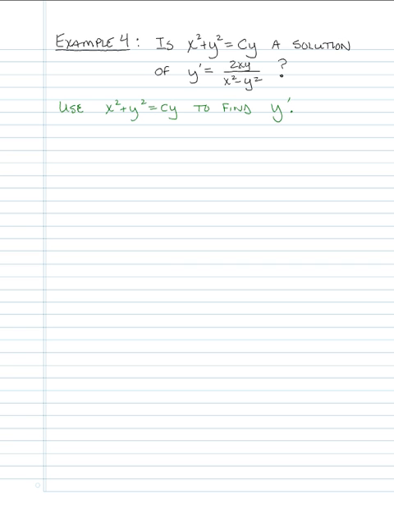Now, to find y prime based on that, when we have x squared plus y squared equals cy, we have to do that implicitly. That is, we're required here to find y prime, or we can say find the derivative of y with respect to x. That's the same as y prime, isn't it? By using implicit differentiation.